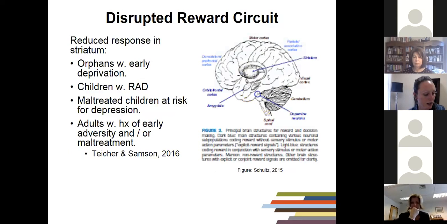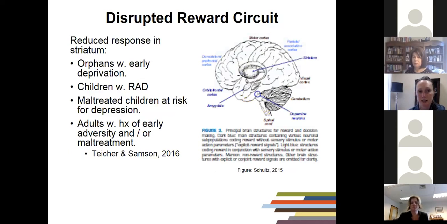Another thing that we see pretty consistently among populations who have trauma histories, and there have been a number of studies done on this, is disruptions in the parts of the brain that are involved in evaluating and responding to reward. This part of the brain is called the striatum.